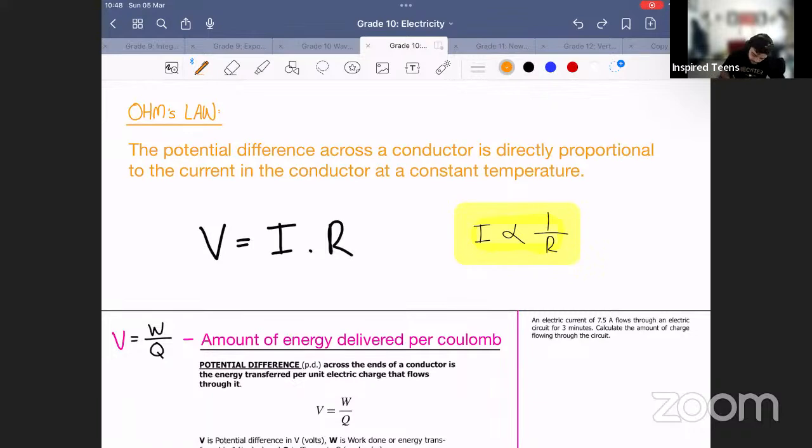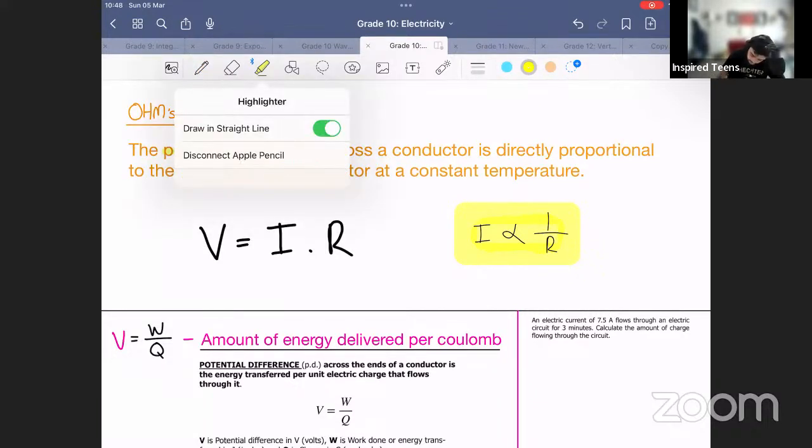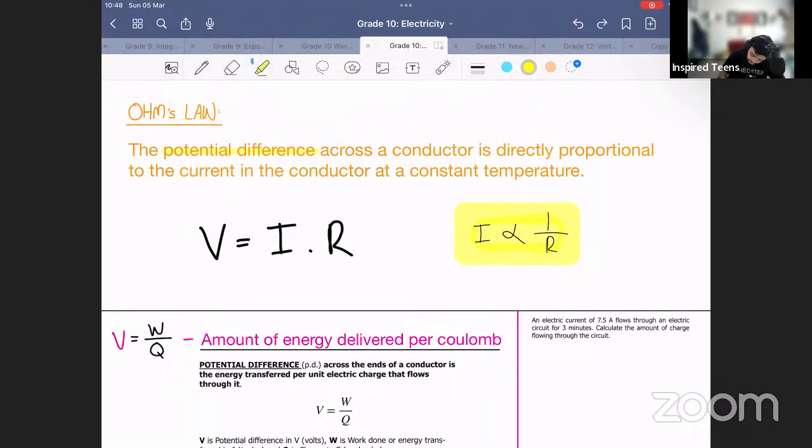to the current. Remember we asked, what is potential difference? I don't think we said anything about it, but I'm telling you now that potential difference is basically voltage. So the law is: the potential difference across a conductor is directly proportional to the current in the conductor at a constant temperature. You need to know that by heart. The formula we get from Ohm's law is V equals I times R.